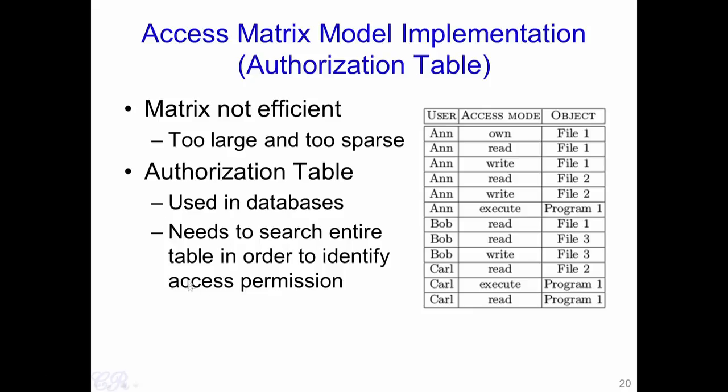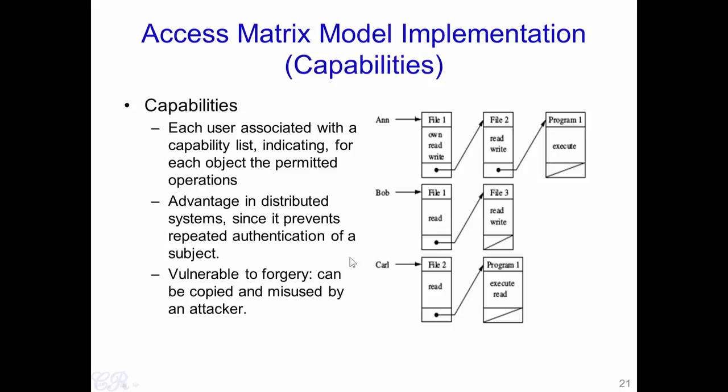So, it again is having a lot of performance issues with respect to how long it takes to determine a particular right for a subject and object. So, another technique of implementing the access matrix model is by using capabilities.